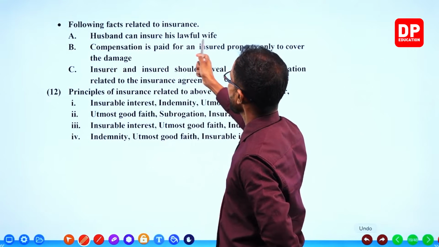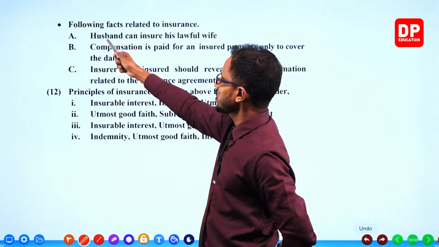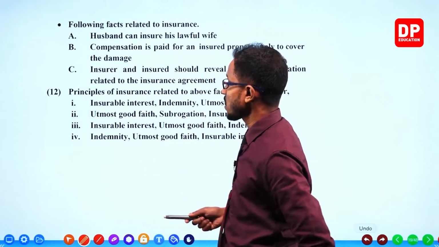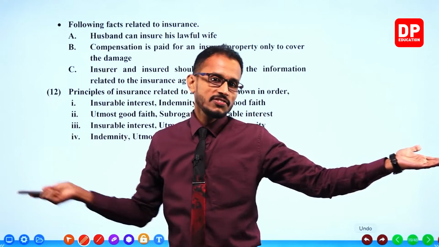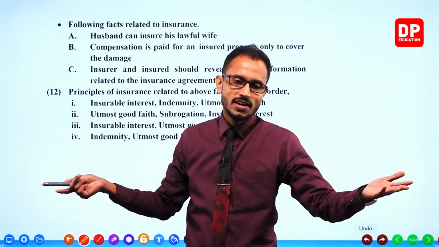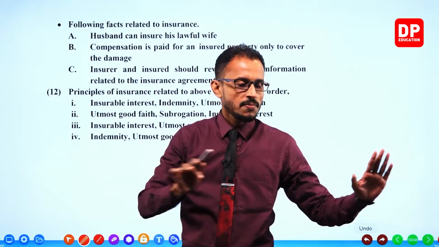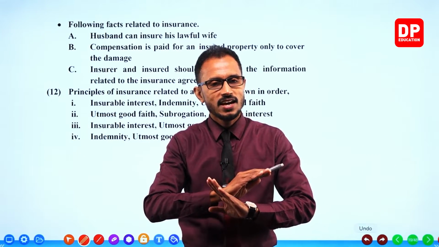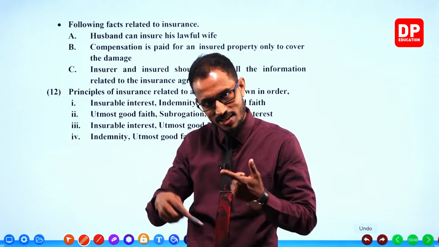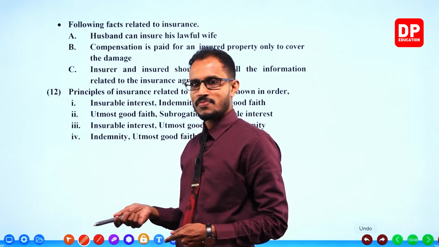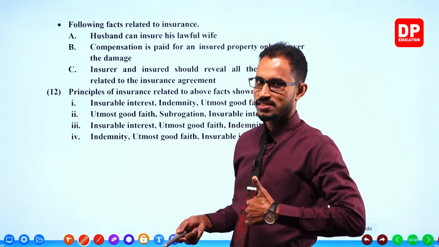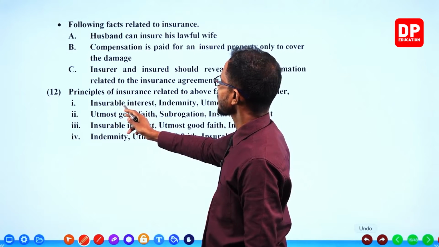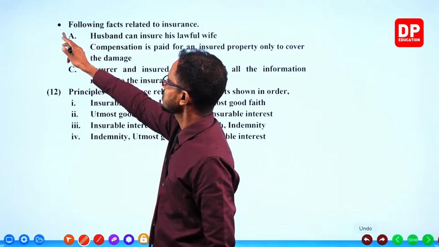Okay, husband can insure his lawful wife. That means the insurable interest is shown. Husband can insure his lawful wife because husband can't insure the other wife. No. If husbands have girlfriends, the husband cannot insure the girlfriend because no lawful relation there. Husband can insure the lawful wife because there's a legal relation, the legal right, that is insurable interest. Okay, so one is that.